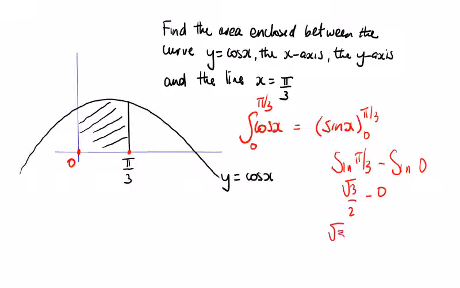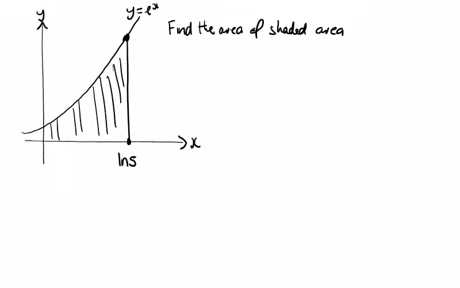So our answer is just root 3 over 2 units squared. In this question, find the area of the shaded area. I've left out the rest of the dialogue, but between the x-axis and y-axis, between 0 and the natural log of 5, or when x is equal to the line x equals the natural log of 5.